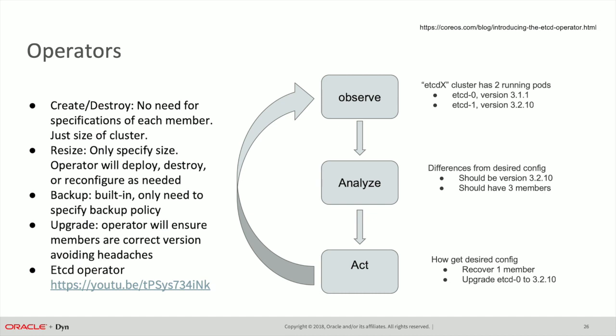We're going to analyze that. They should be 3.2.10, and they should have 3 members. How do we get to the desired config? First of all, we have to recover 1 member, and we have to upgrade etcd3 to 3.2.10. So then it acts, and it does that. At the bottom of that, you'll see a link. I'd love to show that, but due to time, it's a pretty short demo, and it gives a really good example of how an operator works and how it deals with a failed node, how it deals with doing an upgrade and getting it to this desired config.